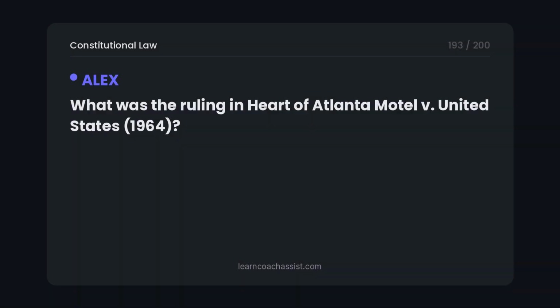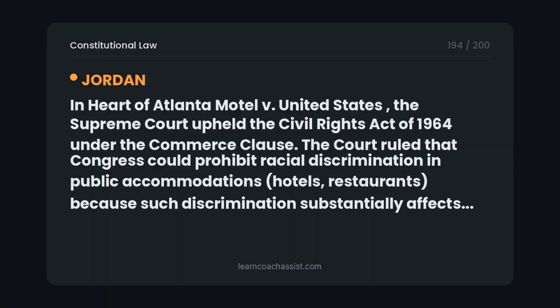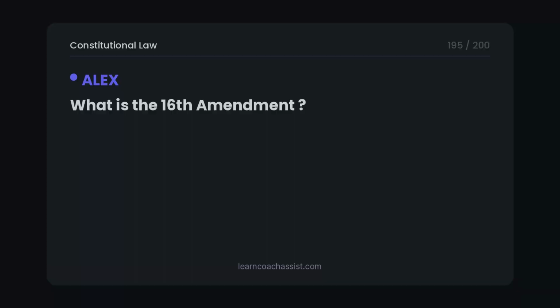What was the ruling in Heart of Atlanta Motel v. United States, 1964? In Heart of Atlanta Motel v. United States, the Supreme Court upheld the Civil Rights Act of 1964 under the Commerce Clause. The court ruled that Congress could prohibit racial discrimination in public accommodations, hotels, restaurants, because such discrimination substantially affects interstate commerce.